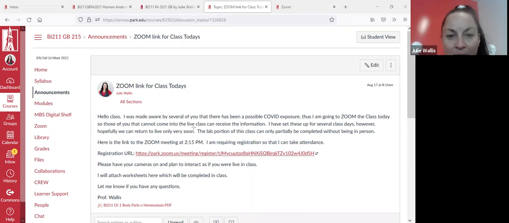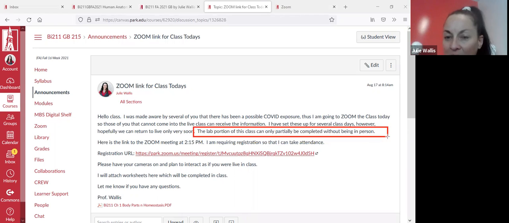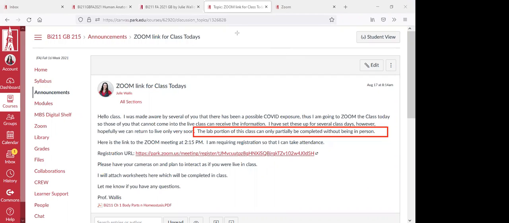Oh, this portion right here. So it says the lab portion of this class can only be partially completed without being in person. Since we have this COVID situation, I'm just going to let you complete the worksheets, and that will be your full credit for the lab. But going forward, some part of that is going to be missed if you're not able to be here in person for the lab portion, unless you have an excused absence.